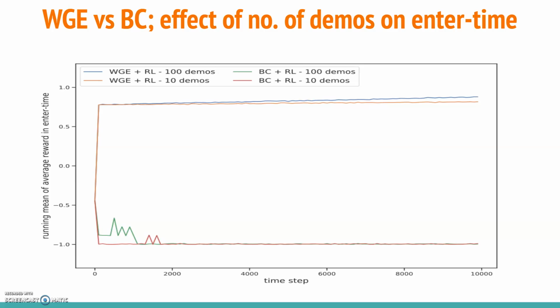The blue and the orange graphs plot our performance metric for WGE, while the green and the red graphs give the same for behavioral cloning. WGE trains and reaches nearly a running mean of 1.0, while behavioral cloning overfits and drops to minus 1.0. We also see a little improvement for WGE when we use more demonstrations.